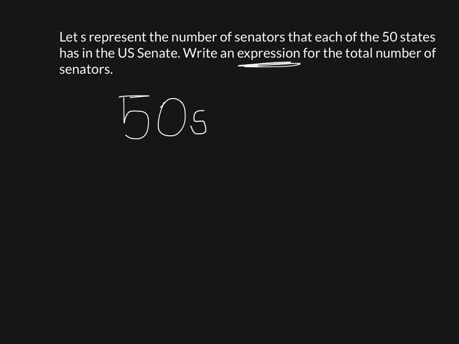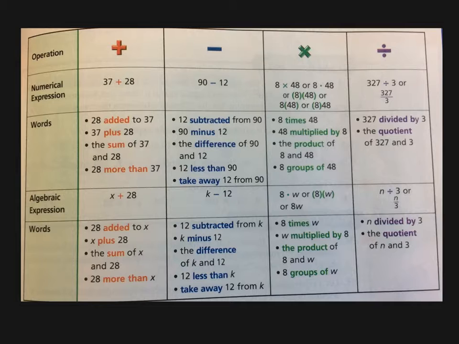And again, it says expression. So I'm always going to double check back in the question. Does it say equation? Do I need an equal sign? Or does it just say expression? So that would be our answer. There are 50S, 50 times however many senators from each state in the U.S. Senate. Okay, so let's go to our next spot here.